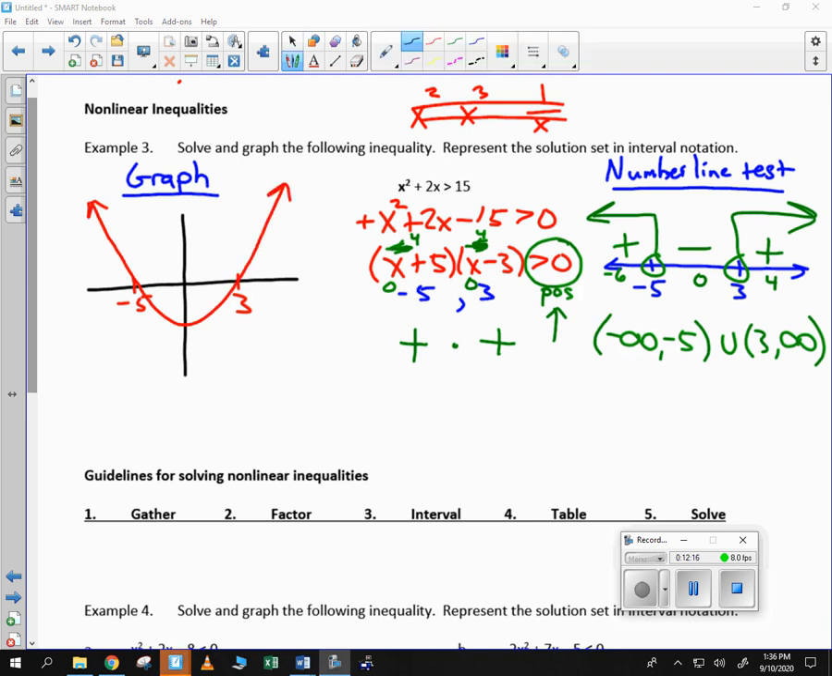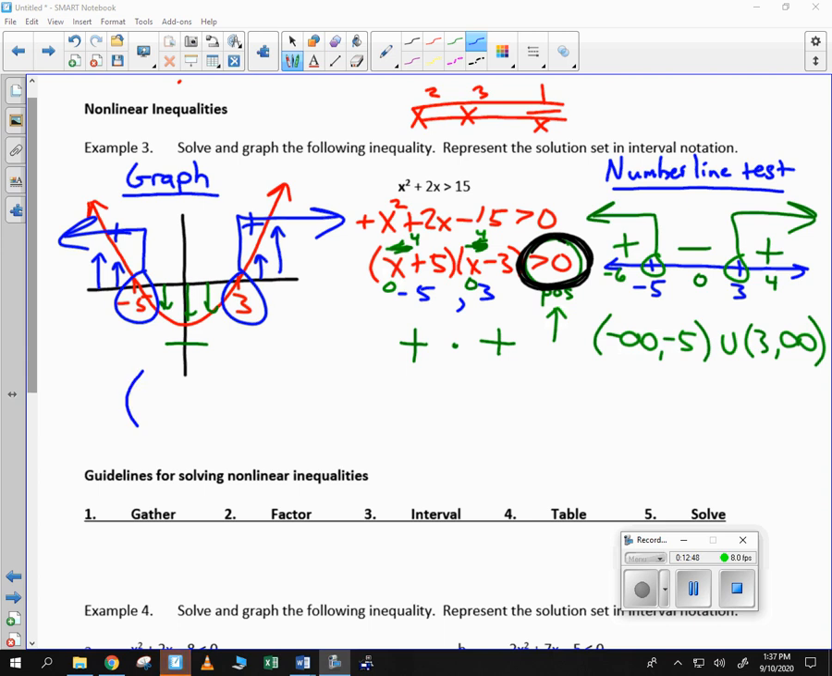Well, the problem says, where is it greater than 0? What does it mean to be greater than 0? It means that you are above the x-axis. Here I'm above the x-axis. I'm positive. Here I'm above the x-axis. I'm positive. But here the graph is below the x-axis. It is negative. So where is it positive? From -5 on over and from 3 on over. So you can see that your solution set is still negative infinity to -5, union with 3 to infinity.